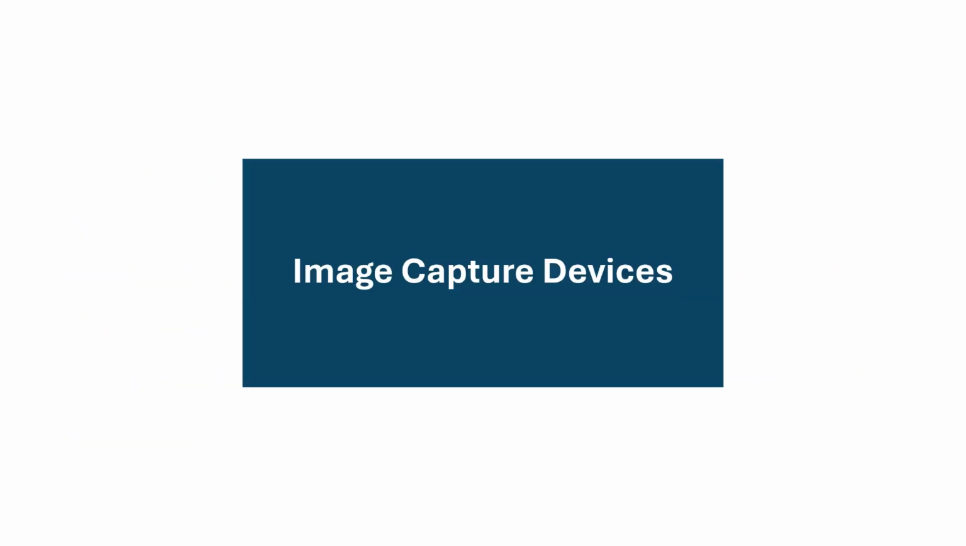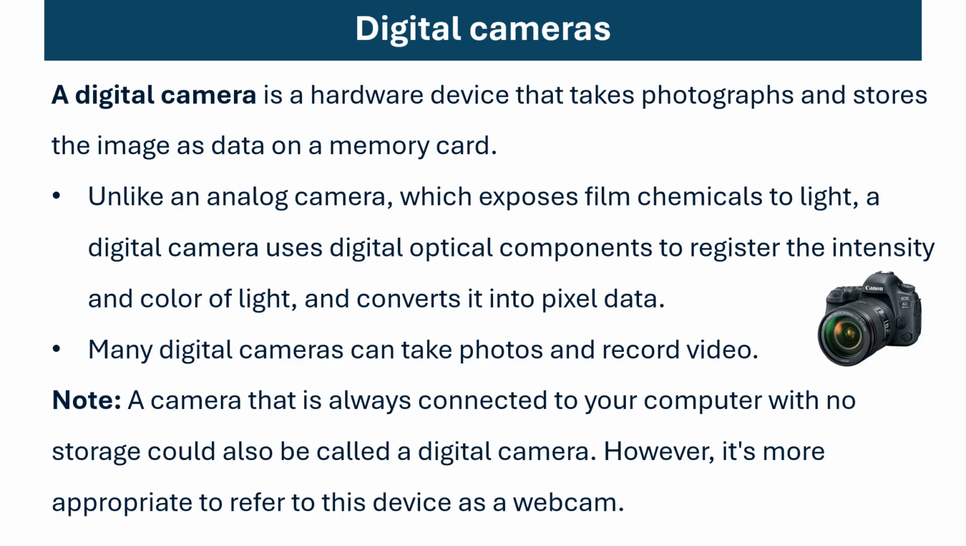Look at image capture devices. The first key aspect of digital imaging is image capture. Now, to get digital images, you can use different kinds of devices. Okay, now we are going to talk about a digital camera. A digital camera is a device that is used to capture images. So a digital camera is a hardware device that takes photographs and stores the image as data on a memory card.